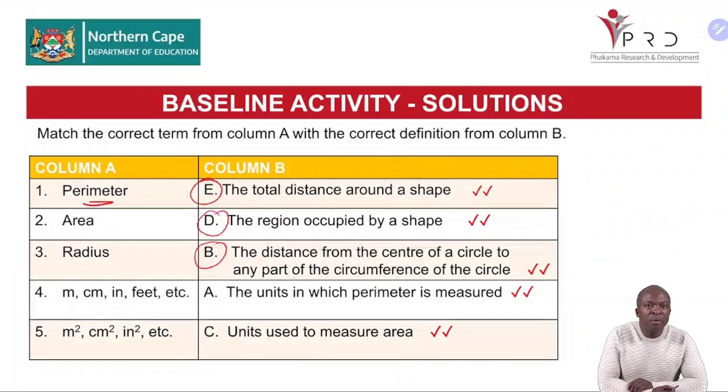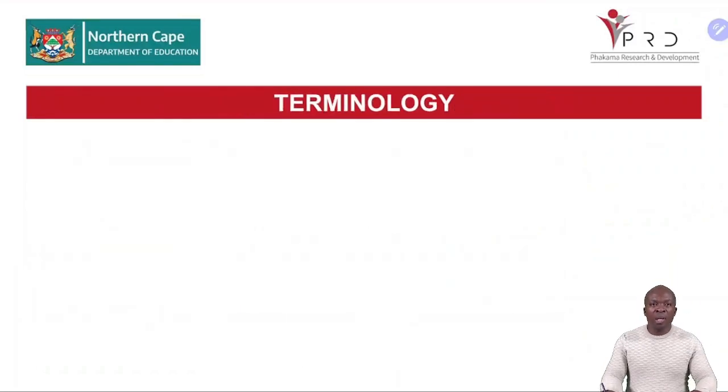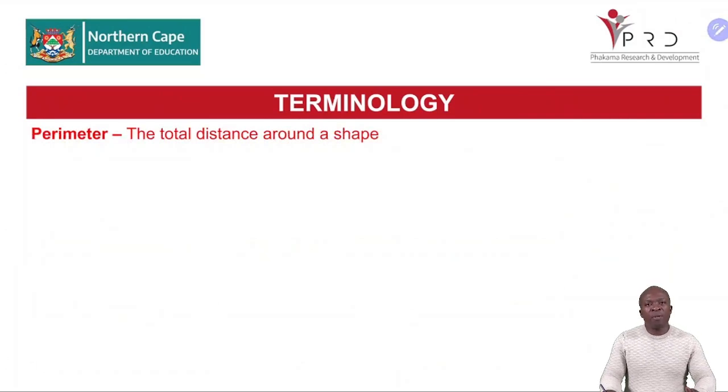When you see centimeters, meters, inches and so on, we are talking of the units that you measure perimeter in. And then the last one is the units for measuring area, that is in squared, whether it's centimeters squared, millimeters squared, and so on. We are talking about what? Area. So here, let's go over some of the terms again.